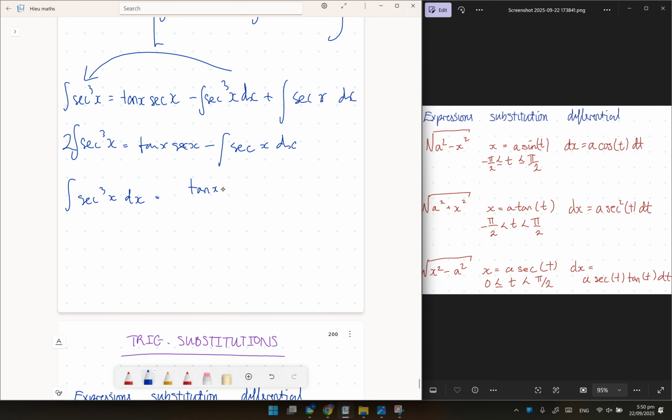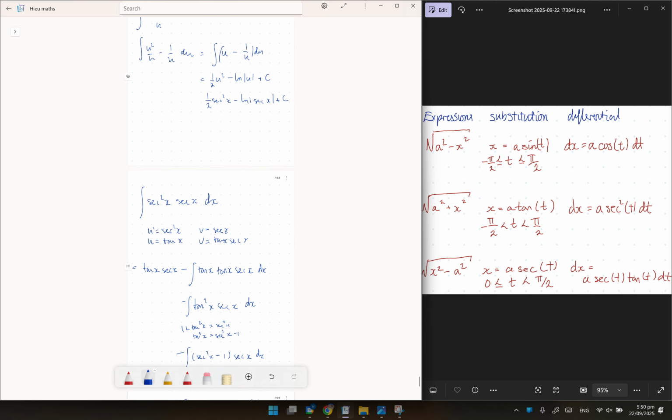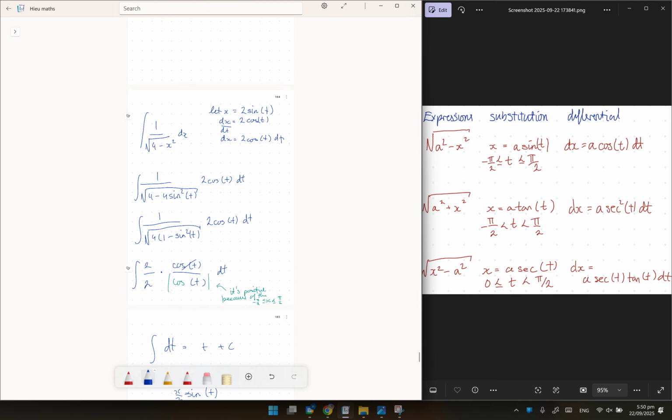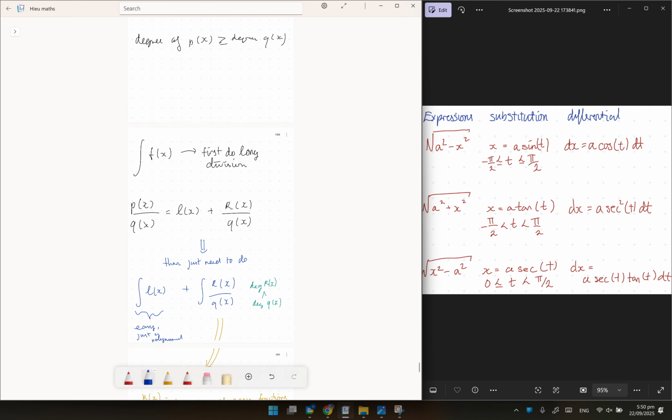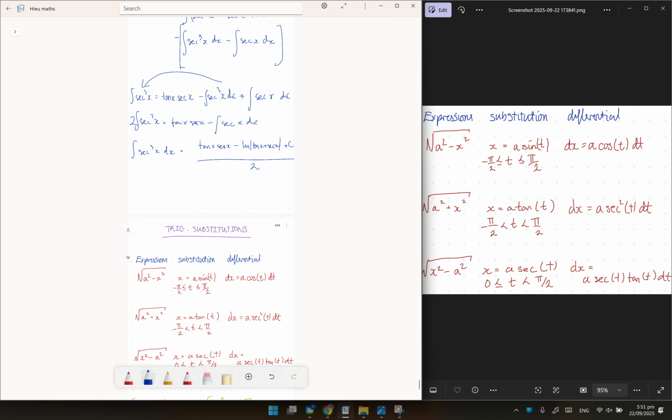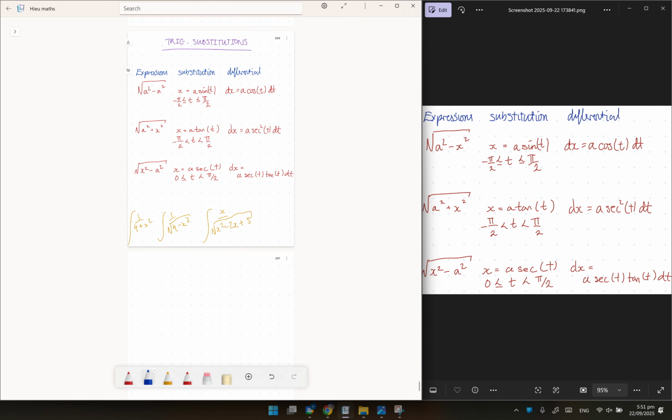So tan x sec x minus, what is the integration of sec x? It is the ln of tan x plus sec x. And then we have to plus c, and then everything divided by 2. There we go. So that's how we do the integration of sec cubed x. It's a little bit different from how we did it before, and the tough thing about that is spotting that we have to do integration by parts. So yeah. All right, now let's move on to trig substitutions.